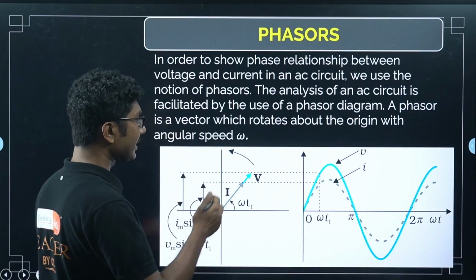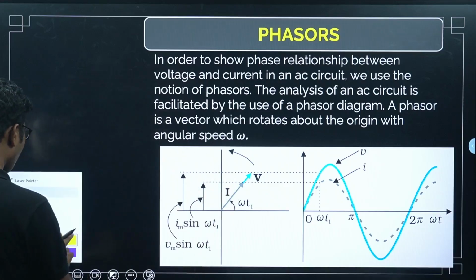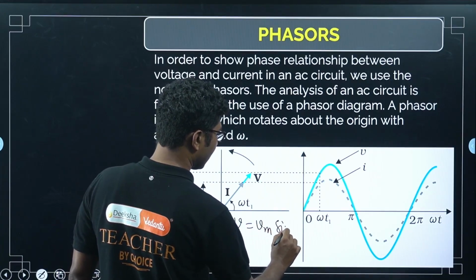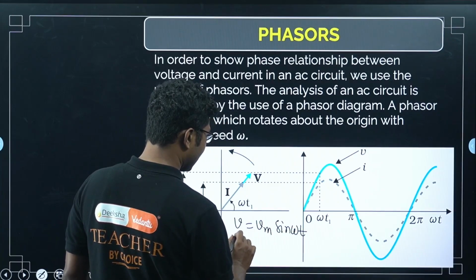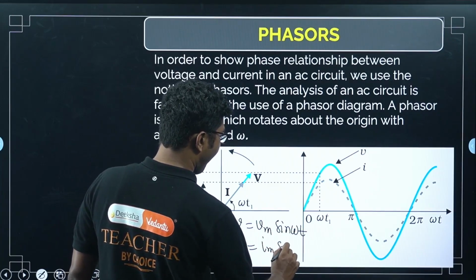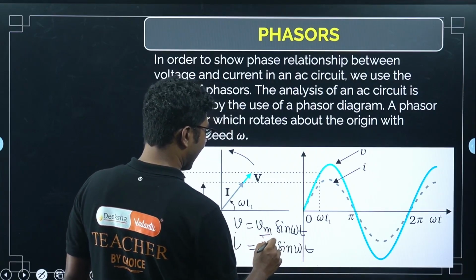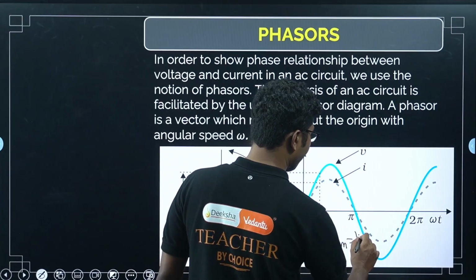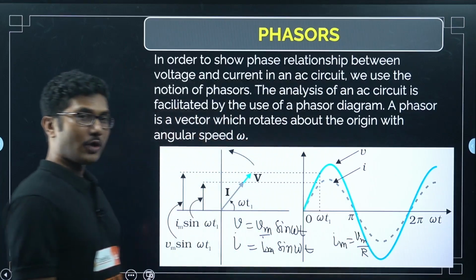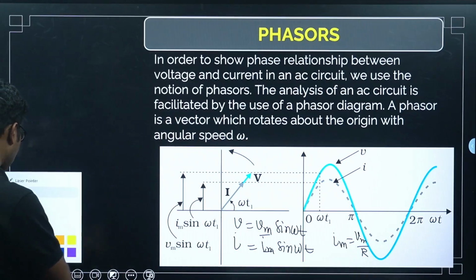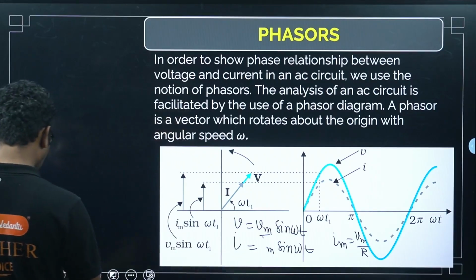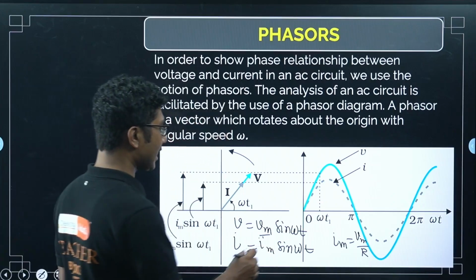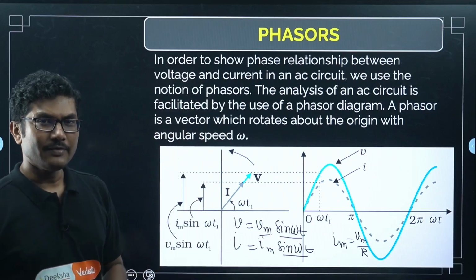Now, for example, in the case of a resistor, we saw that the voltage was V equal to Vm sin omega t, and we calculated the current as Im sin omega t. The magnitudes of the amplitudes are different. In fact, we have found that Im is basically Vm by R. So the values of Im and Vm are not the same, but they share the same sine function, sin omega t, so we can say that they are in phase.